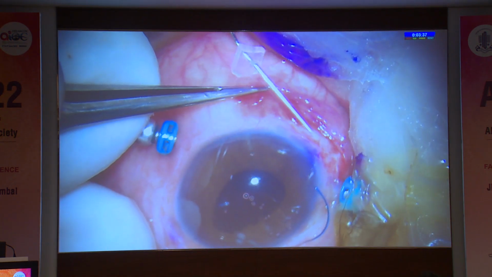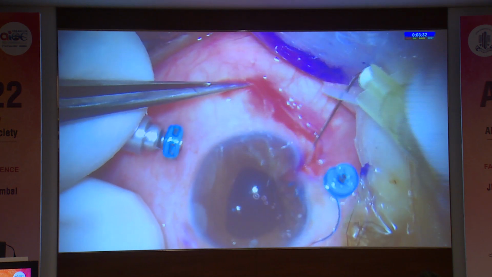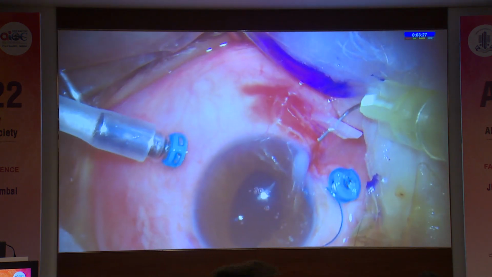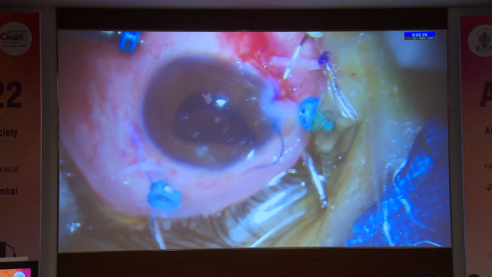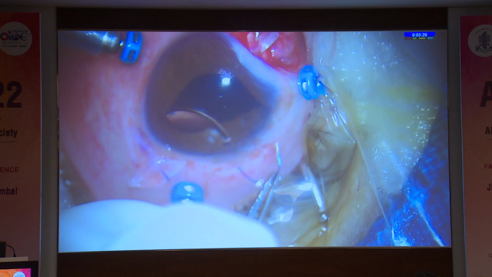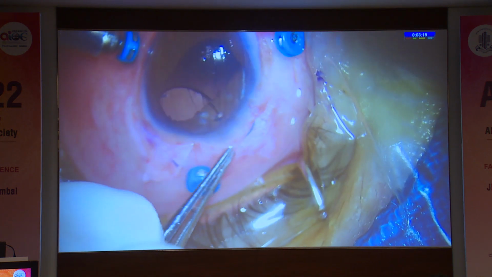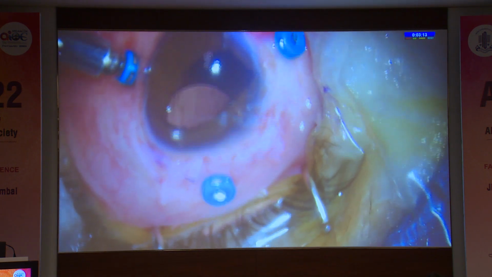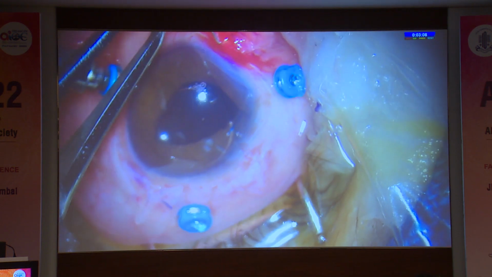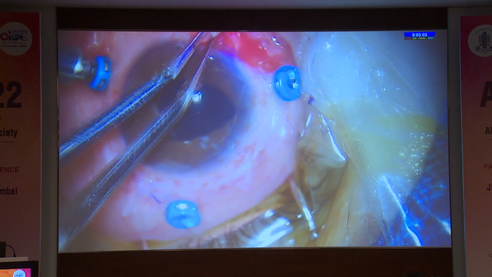In similar fashion, we go on the other side. The trailing haptic is fed into the tip of the needle. About 1/4 of the haptic is inserted into the needle and brought out on the other side, and the band is slipped into the haptic.